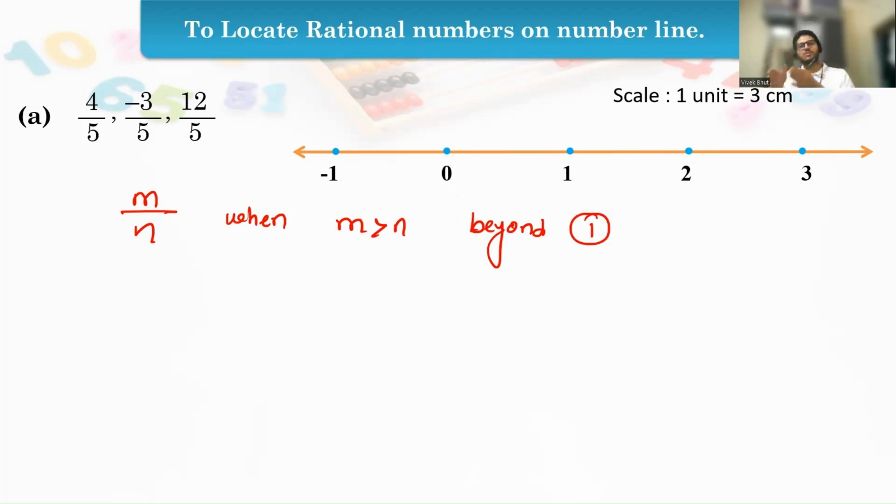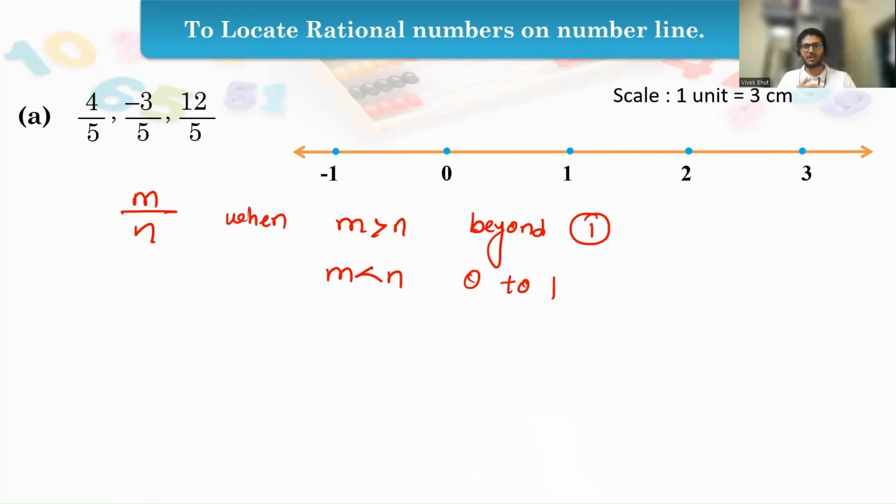1 से 2 के बीच में भी हो सकता है, 2 से लेके 3 के बीच में भी हो सकता है, और 3 के बियॉन्ड भी हो सकता है. Now, the other thing, when m is less than n, then your number is between 0 to 1. इसका मतलब जब आपका न्यूमरेटर डिनोमिनेटर से छोटा हो जाए, तो जो नंबर होगा वो 0 से 1 के बीच में, ठीक है? Same goes on the other negative side also.